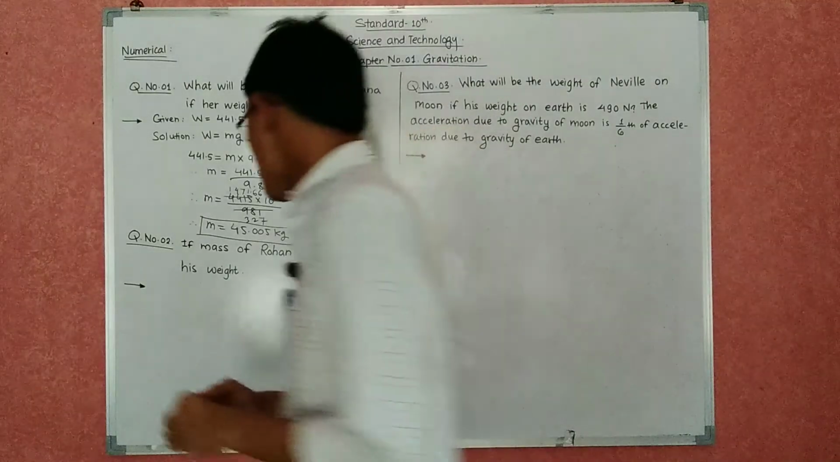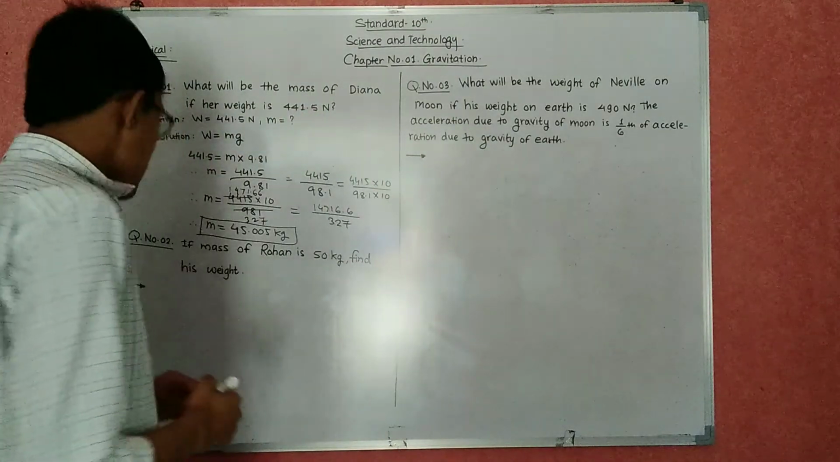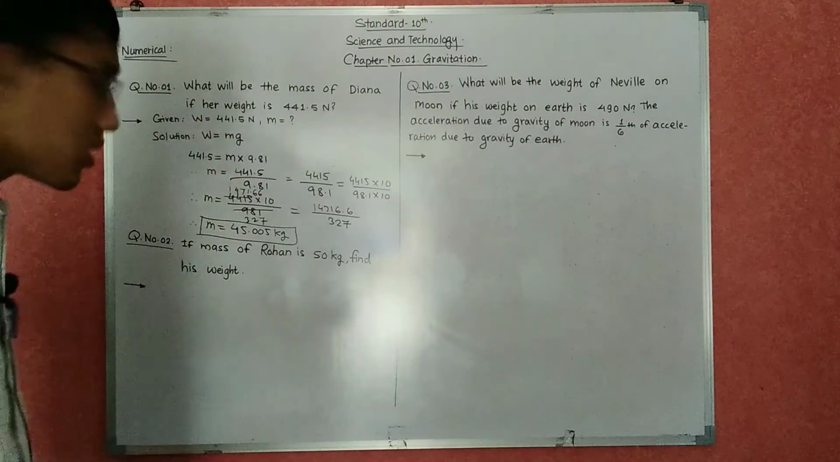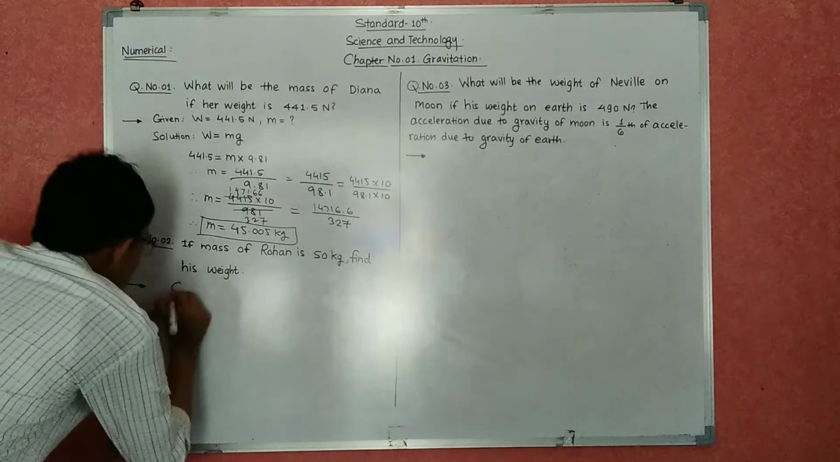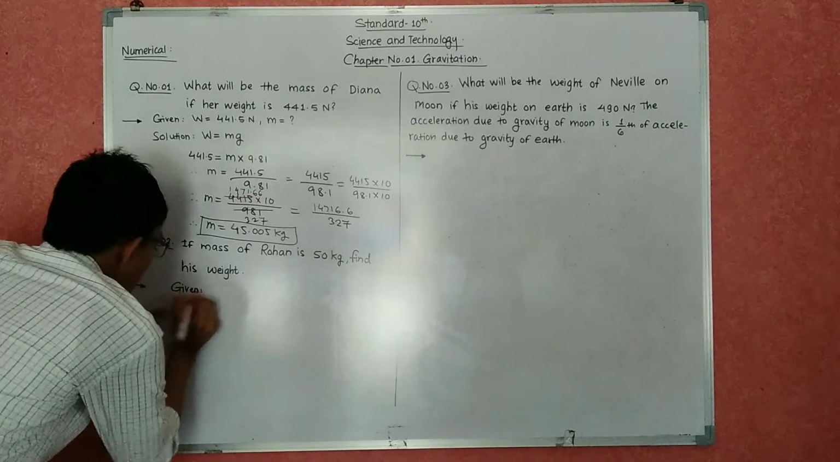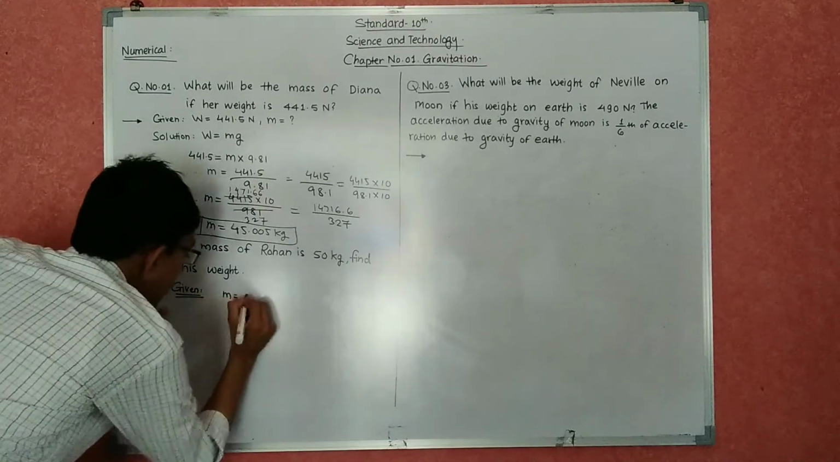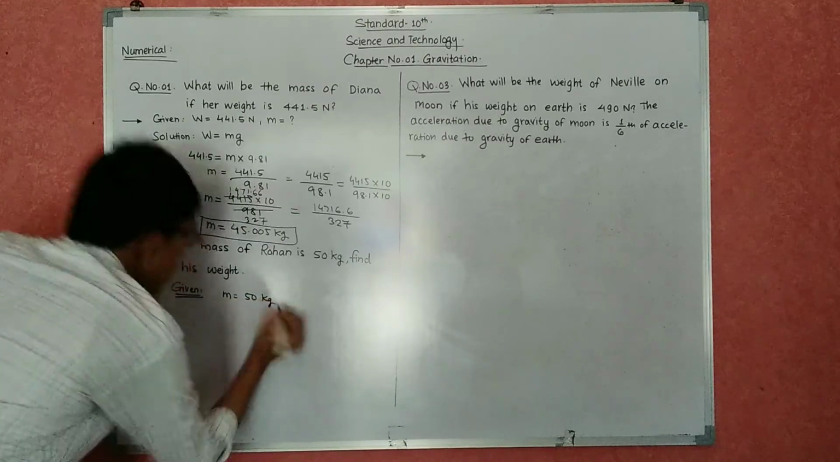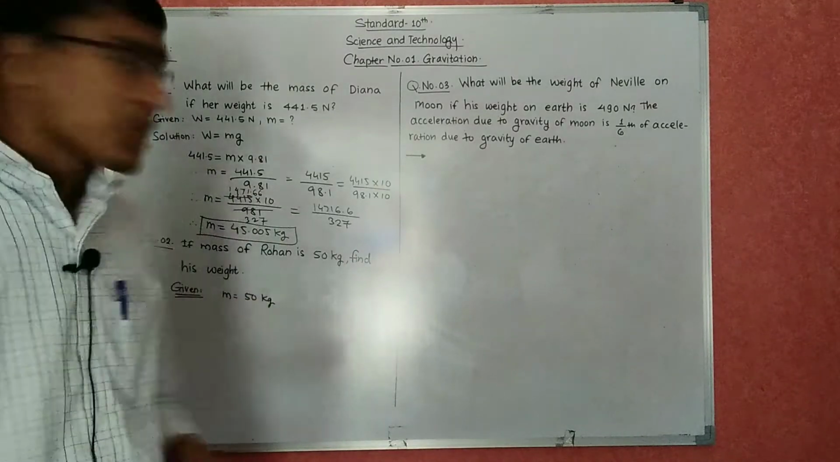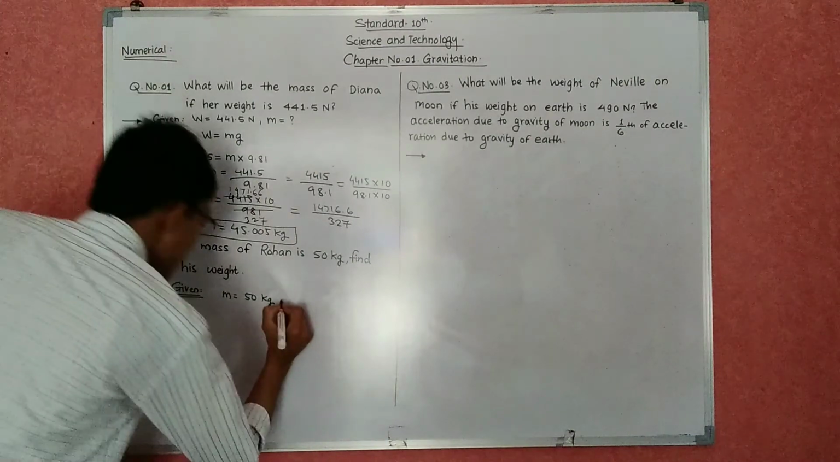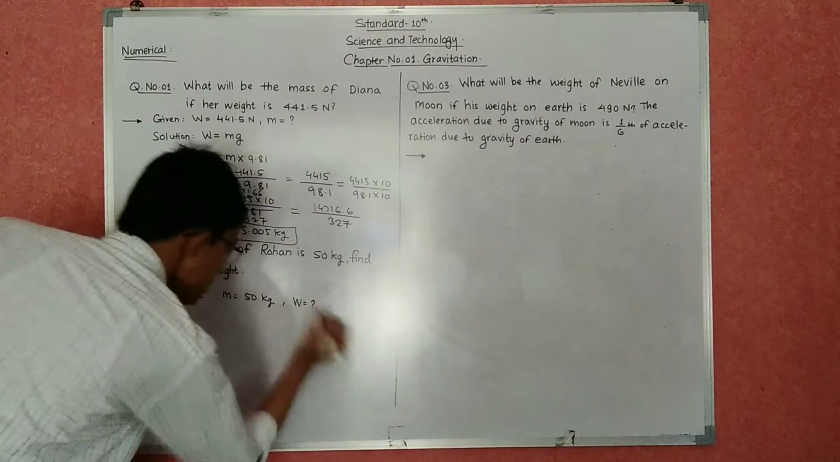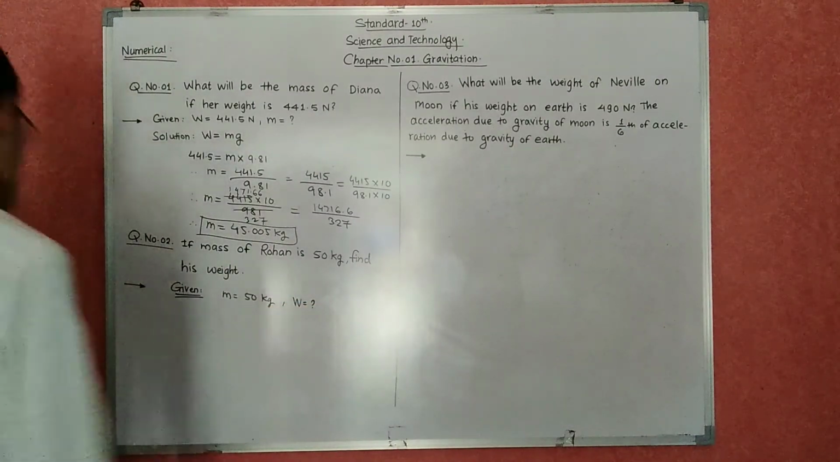What is the question? If the mass of Rohan is 50 kilogram, find his weight. Now in this particular question, what is given? Mass is given, that is 50 kilogram. What we have to find is the weight. So weight is equal to question mark. Then we will head towards the solution.